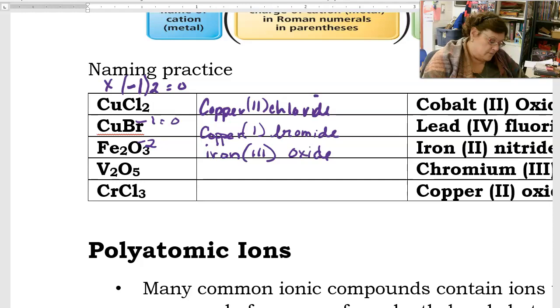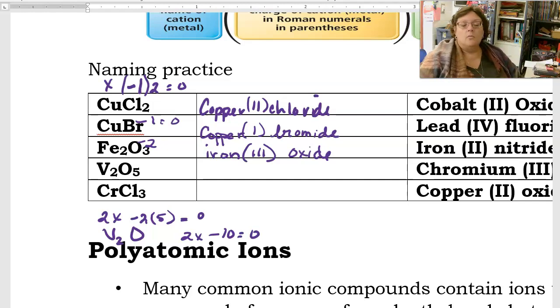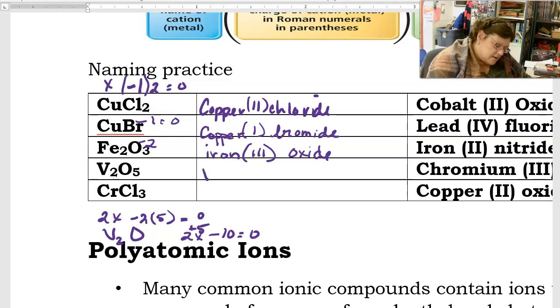V2O5. Well, vanadium has several different oxidation numbers. So we're going to call this one 2x for vanadium. Oxygen's always a -2, and we have 5 of them, so I'm going to add that in. 2x minus 10 equals 0. What is the charge on vanadium? Vanadium is a plus 5. So we name him vanadium 5 oxide.